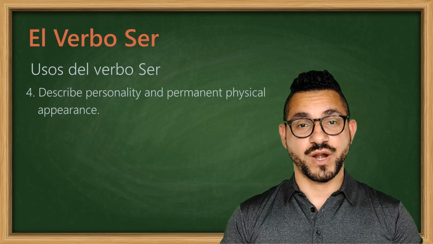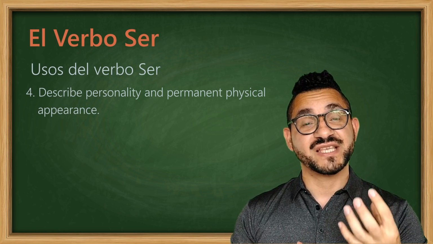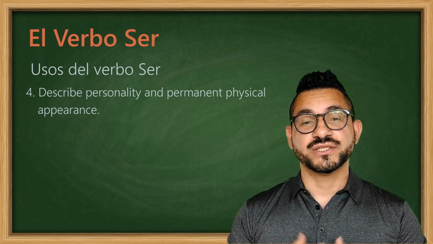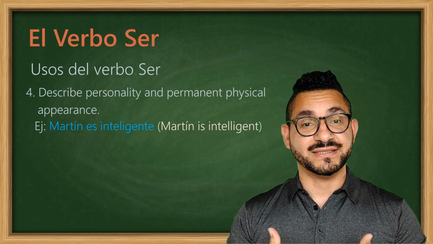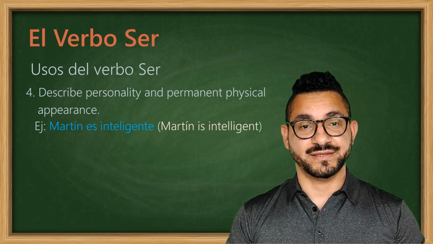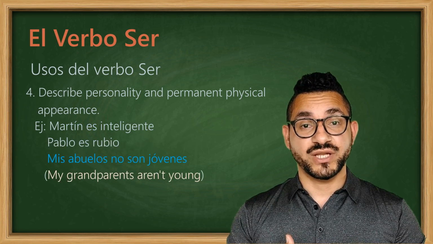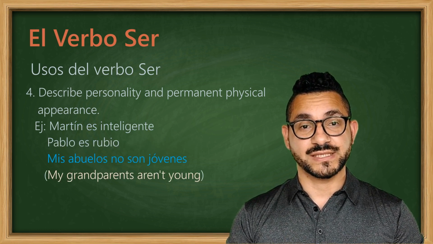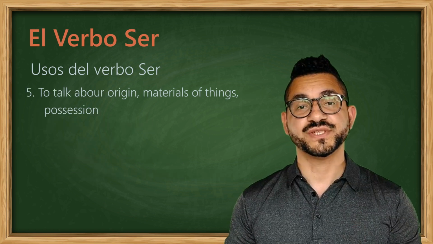Use number 4. We use the verb ser to describe someone physically or to talk about their personality. For example, Martín es inteligente. Pablo es rubio. Mis abuelos no son jóvenes. Ana es optimista.